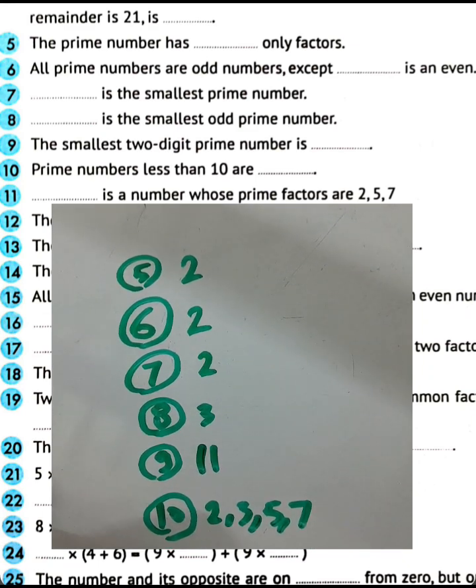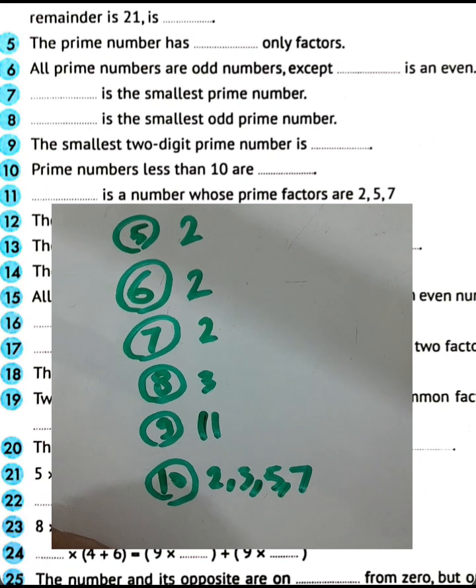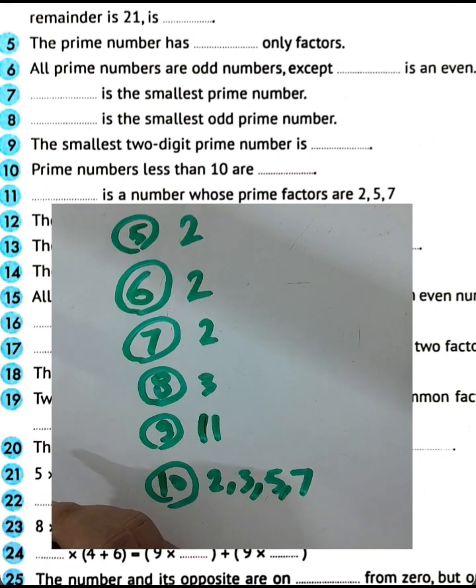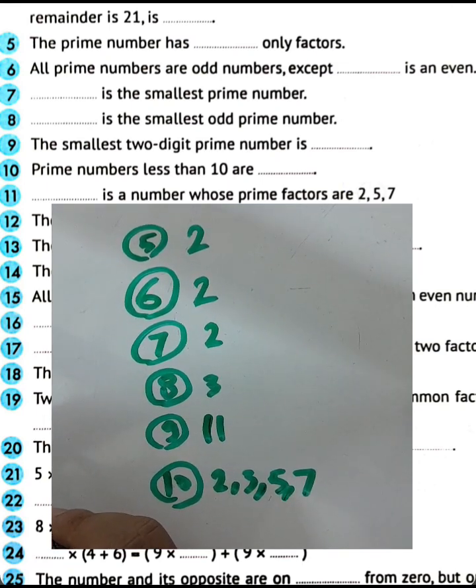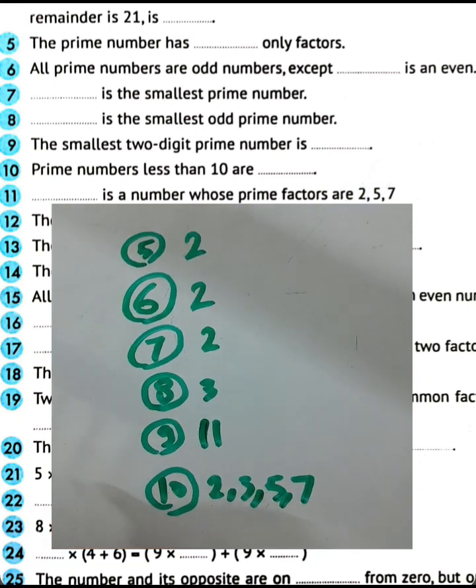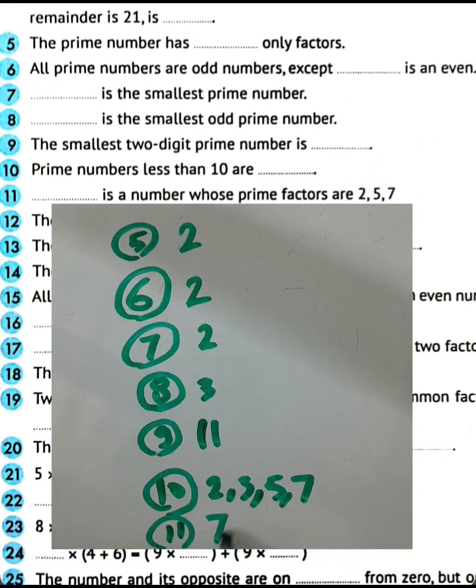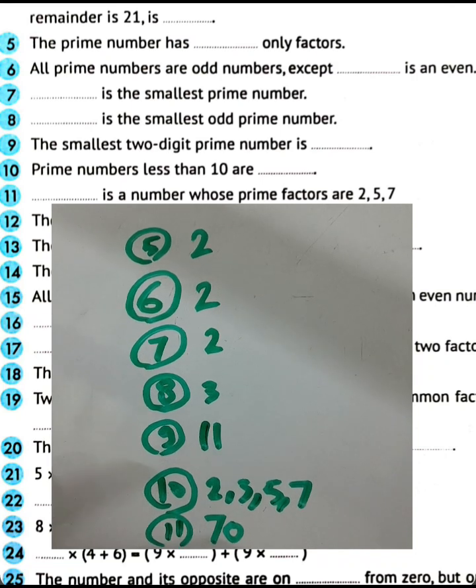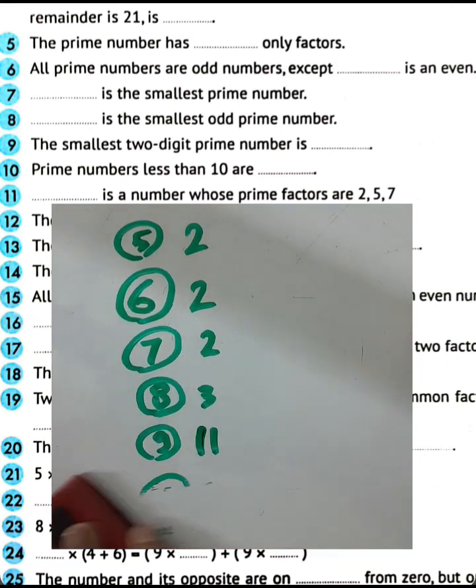Question 11. Blank is a number whose prime factors are 2, 5, and 7. 2 times 5 equals 10. 10 times 7 equals 70. The result will be 70. Understood? Next question.